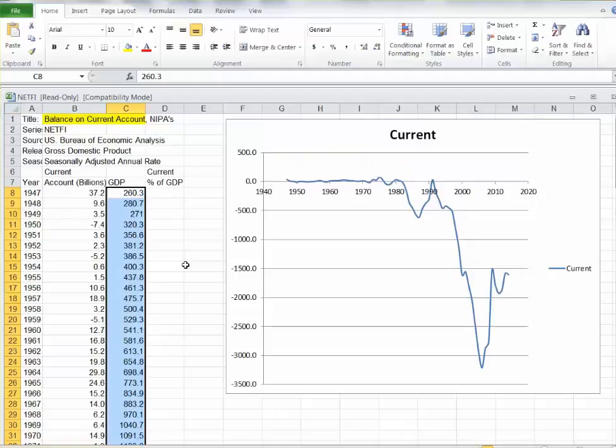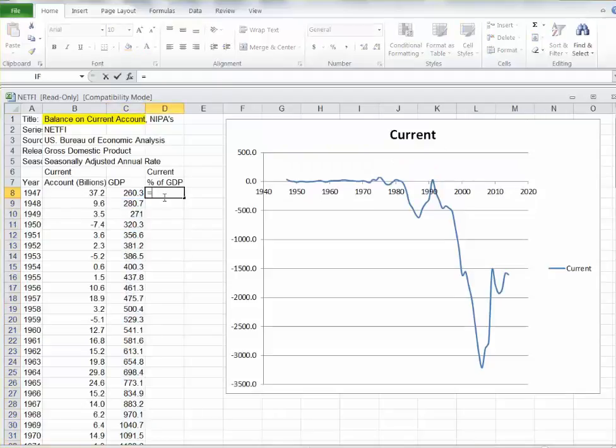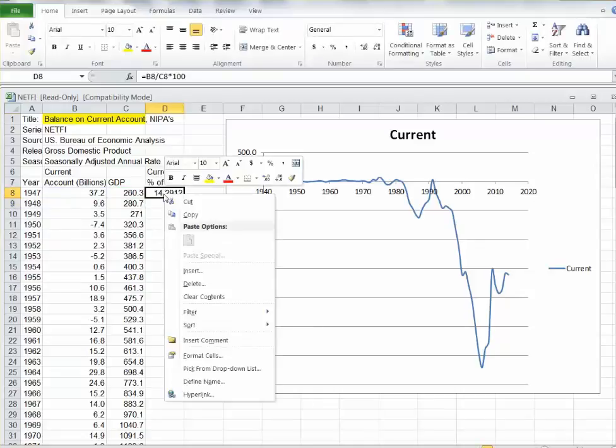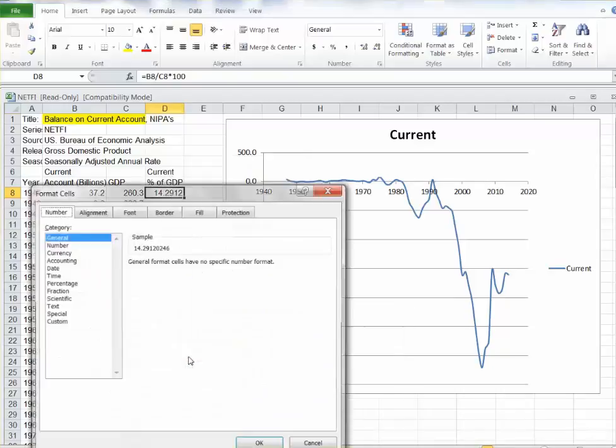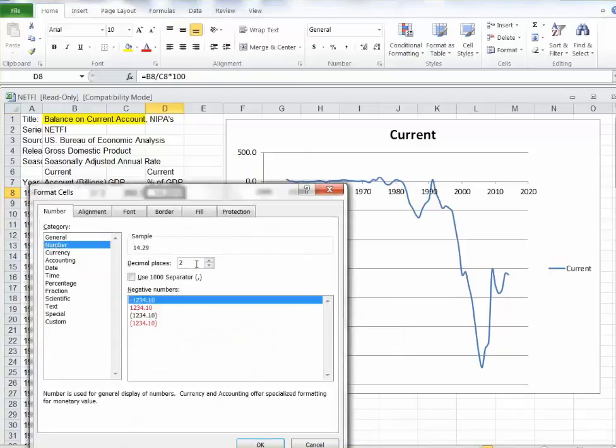Okay, and now what I want to do is I'm going to take the GDP number. Let's see, I'm going to take the current account number and I'm going to divide it by the GDP number, and just to get it in percent, I'll multiply the whole mess by 100 to get it as percent. And so let's format cells. I don't think I need, well, 2 digits is okay.